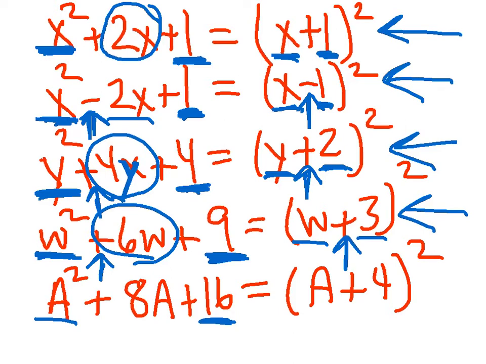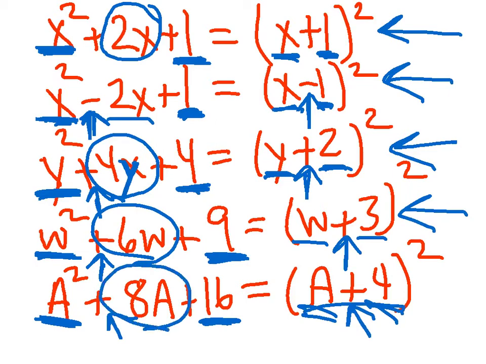Now let's look at the last one. A squared is the square of a. 16 is the square of 4. This is a plus sign, so I put a plus sign here. In my mind, I multiply a times 4. I get 4a. Now I double that, gives me 8a. That is the middle term. Therefore, this is a perfect square, and that's the factored form for the perfect square trinomial.